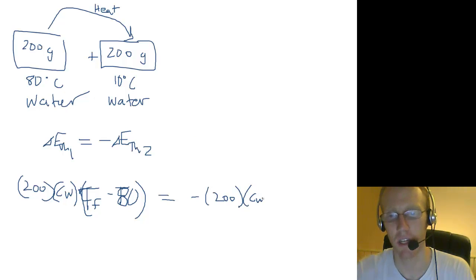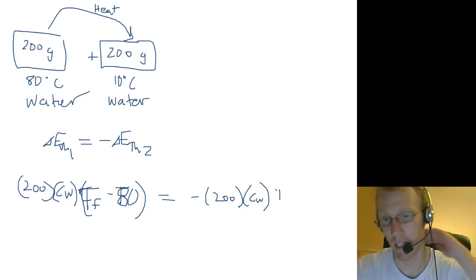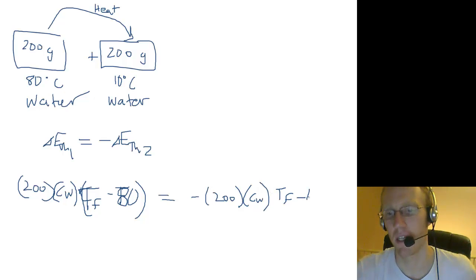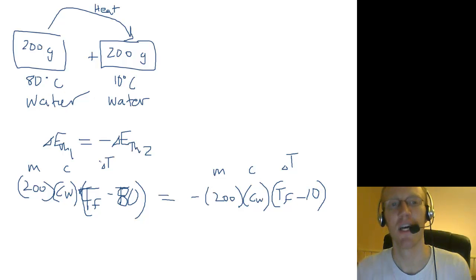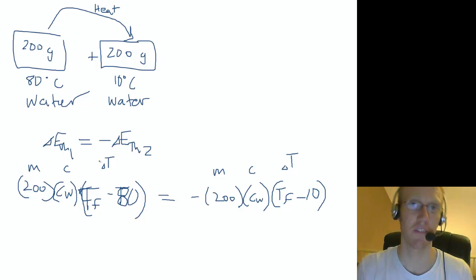Specific heat is the specific heat of water. And here I got T final minus 10. Okay. Because this is mc delta T, and this is mc delta T. This is very common that you're going to have when you have heat transfer between two objects at different temperatures.